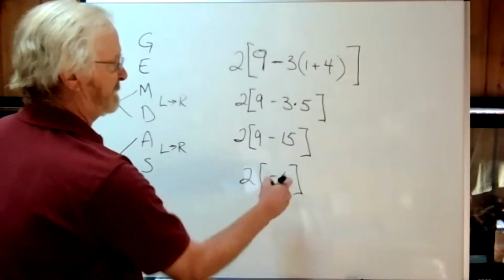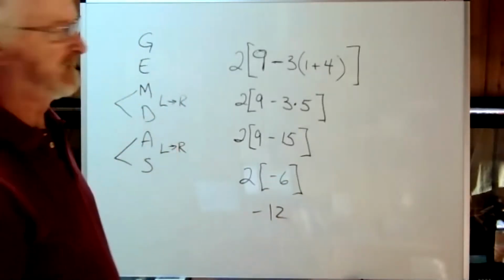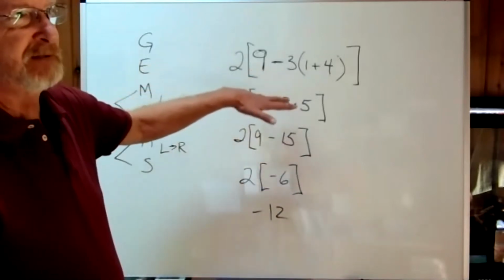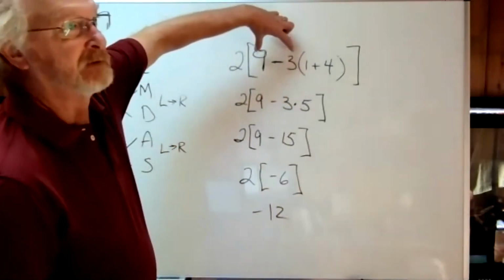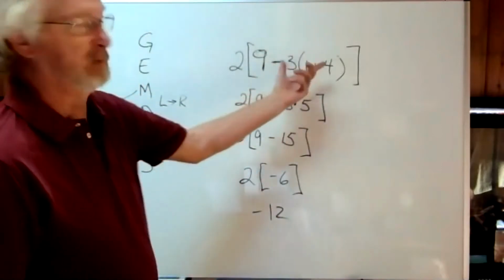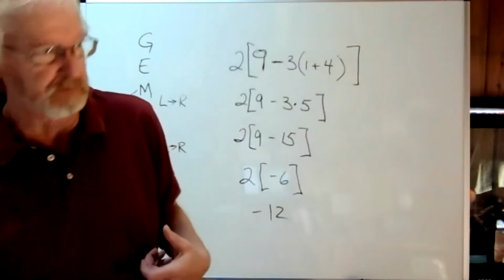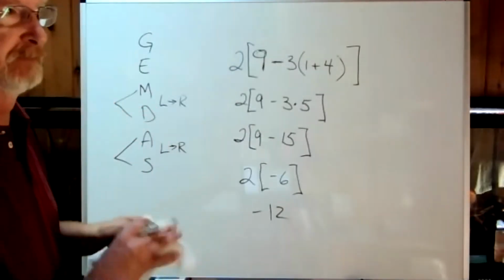But now 2 times negative 6, I get negative 12. That's what we're going to do a lot of today. But I wanted to just address that sort of trap right there. Don't try to combine those. That's actually a multiplication. Okay? If that's all right, I'm going to go on to the next topic.